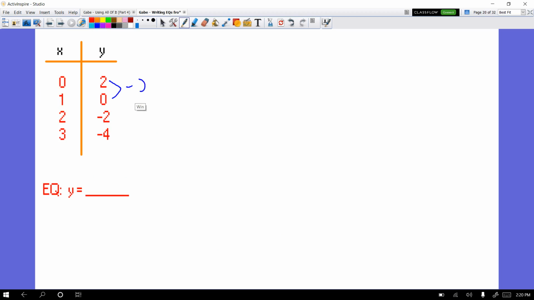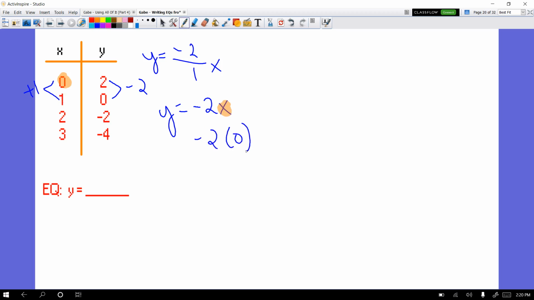2 to 0 is minus 2 plus 1. Negative 2 over 1x. We know that we could also rewrite that as negative 2x. I'm going to take 0 as my x value, substitute it in next to my slope. Negative 2 times 0 is 0. How do I get to 2? Plus 2. Okay. This is the equation I'm going to check with.